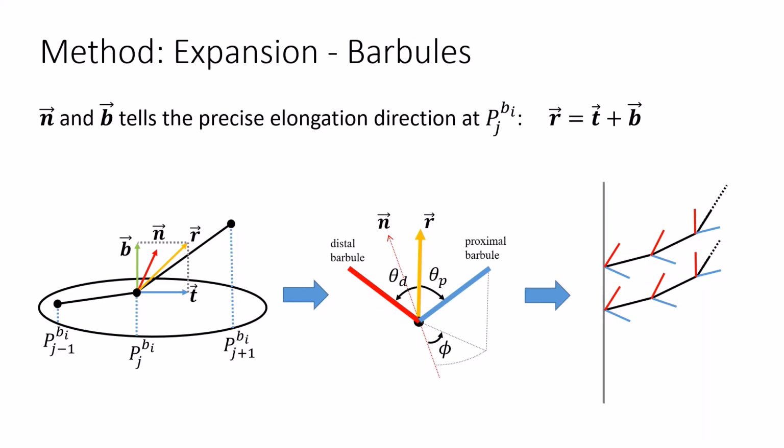Then the normal vector, the basis axis R, and the vertex P can form a local hemispherical space. Then the user can provide one azimuth angle and two zenith angles as the coordinates to define two Barbules vectors at each vertex.